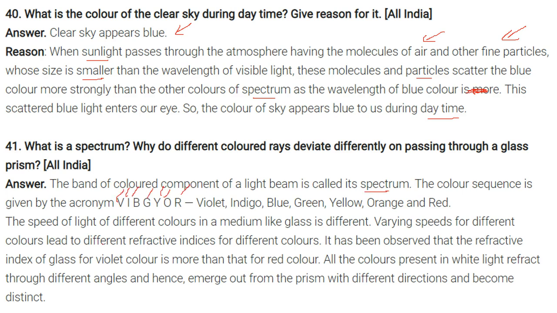And the speed of light of different colors in a medium, say glass, is different. So varying speed for different colors leads to different refractive index for different colors. It has been observed that the refractive index of glass for violet color is more than that of red color. So all the colors present in the white light refract through different angles. Therefore, when they emerge from the prism, they have different directions and they become distinct.